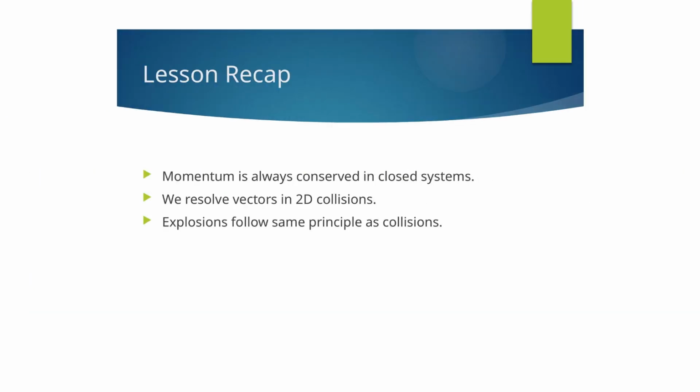Let's recap. In a closed system, momentum is always conserved, whether in collisions or explosions. In 2D collisions, we resolve vectors into components, and even when things fly apart, the laws of physics stay rock solid. In our next lesson, we'll look at energy changes in these events and Newton's laws from a momentum perspective.